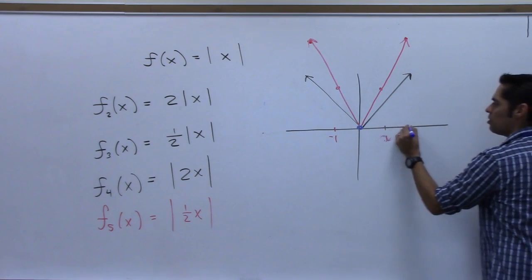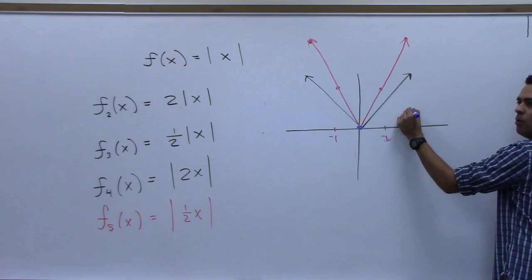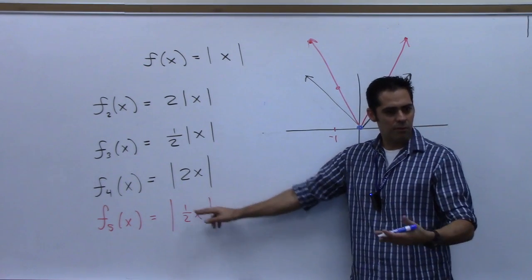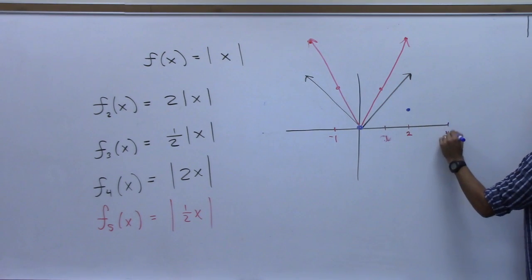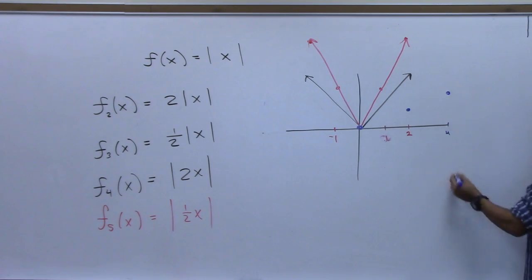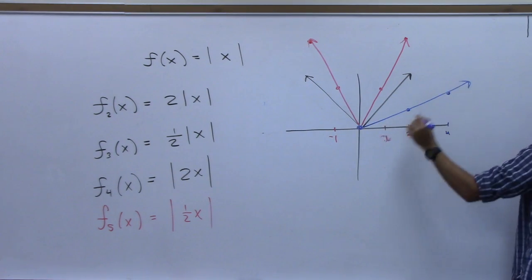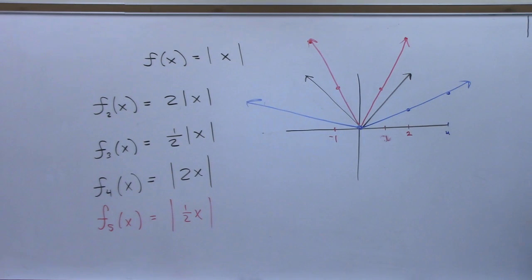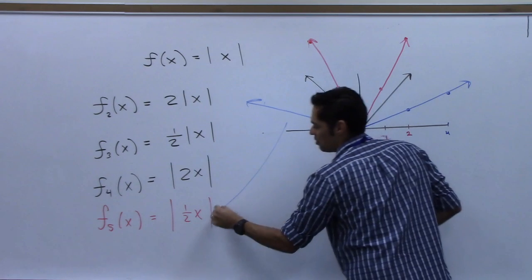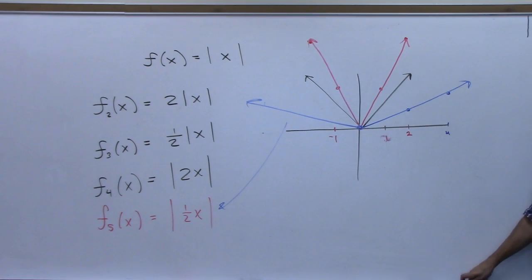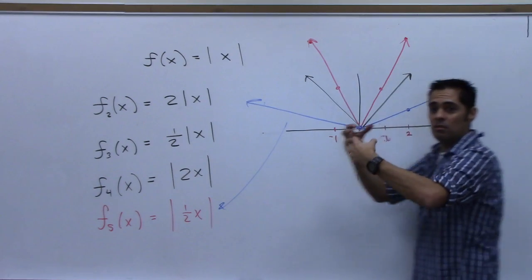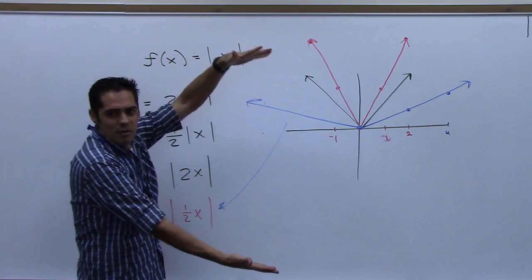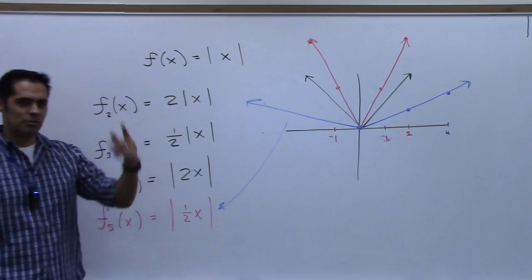When we plug in 2, what's half of 2? 1. So when I go out to 2, instead of going up to 2, I'm actually only going up to 1. And the next nice number that I can plug in here would be like 4. Half of 4 is 2. So when I go out to 4, instead of being up here at 4, I'm actually only at 2. Make sense? So we get this right here, like this. And we go the same thing the other way. That one was a horizontal stretch, which you could also almost look at as a vertical compression. Right?